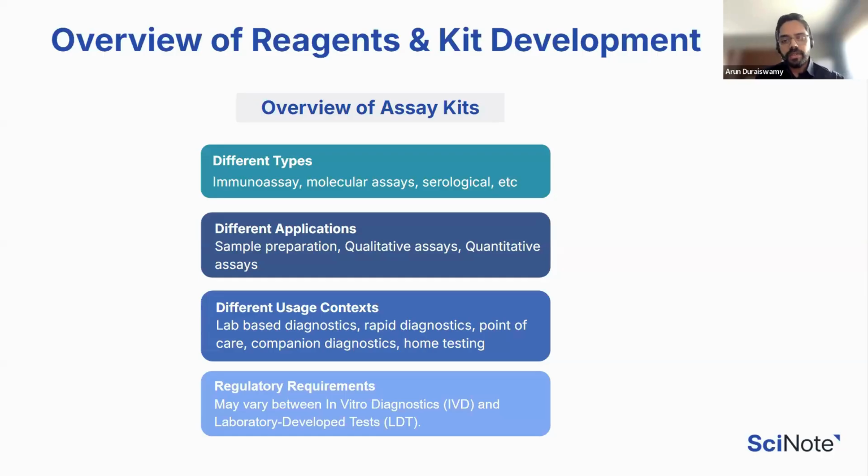Okay, so we're first going to take a quick look at different types of assay kits that you might be working on. These could be immunoassay, molecular assay, serological assays. They could all have different applications, whether they're being used for sample prep, qualitative results, or even quantitative results. And of course, where they're being used, whether they're lab-based diagnostics for high throughput labs, or rapid diagnostics, point of care, companion diagnostics, or even at home testing. And lastly, the regulatory requirements may vary, whether you're doing an in vitro diagnostic product that you're commercializing or a lab developed test that you're validating for use within your specific lab.